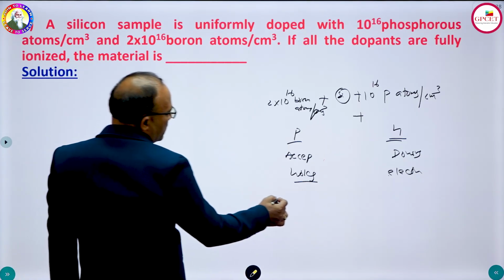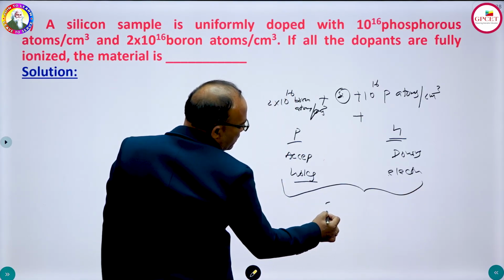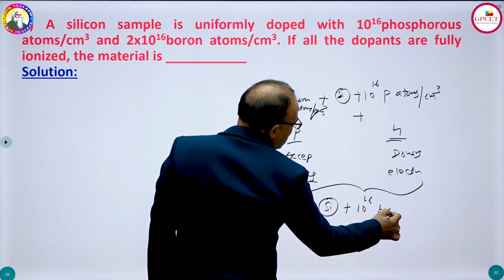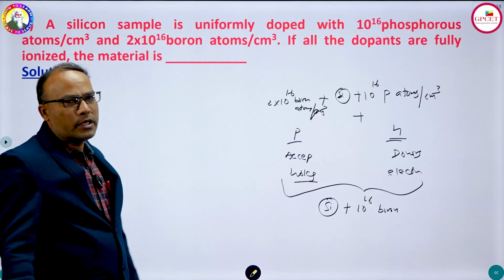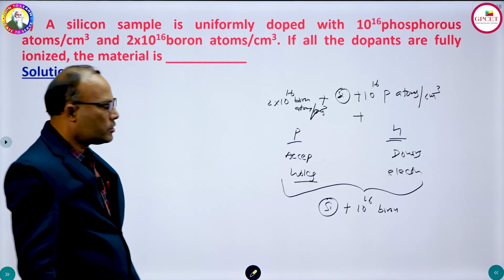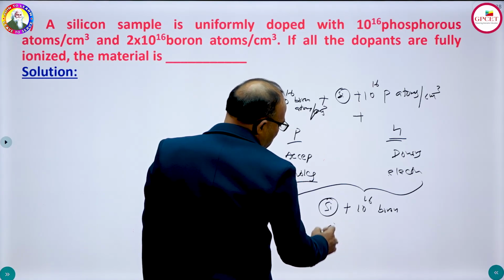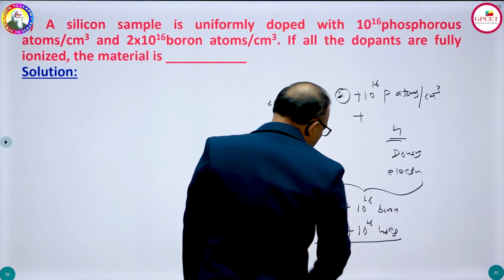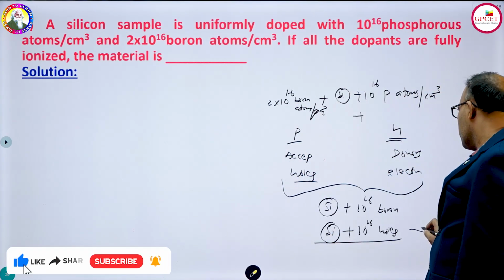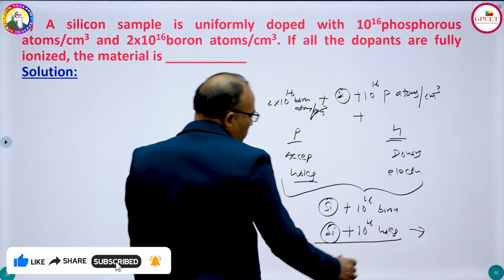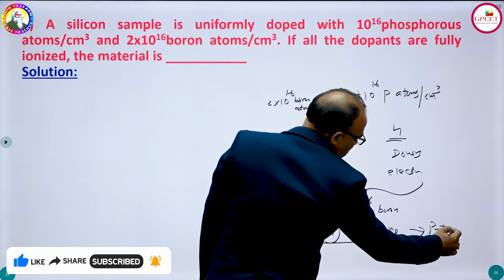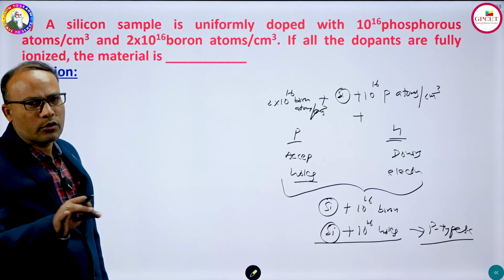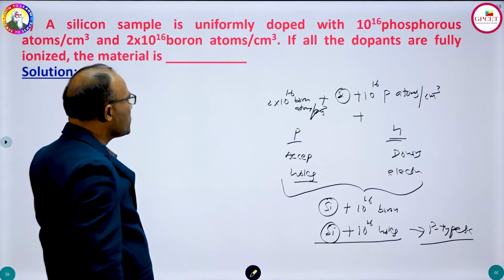So what remains? A silicon atom with 10 power 16 boron atoms. Boron means a p-type semiconductor, and p-type means majority charge carriers are holes. So silicon plus 10 power 16 holes will be there. What type of semiconductor is it? It is a p-type semiconductor, and in it the majority charge carriers are holes, with a hole concentration of 10 power 16.